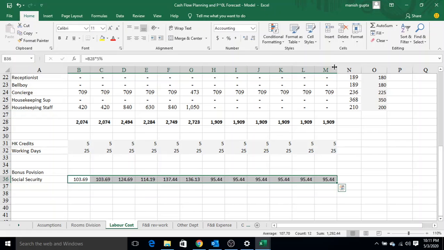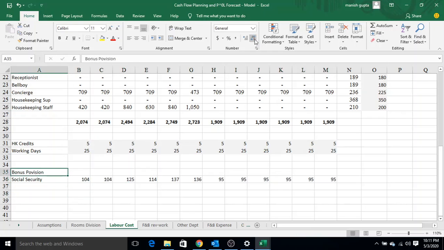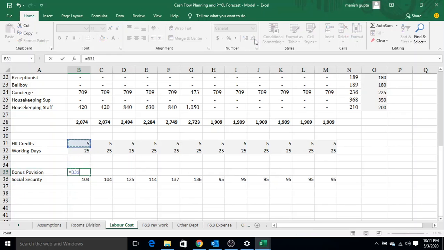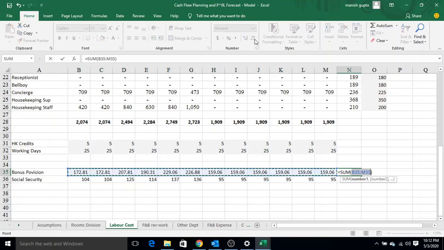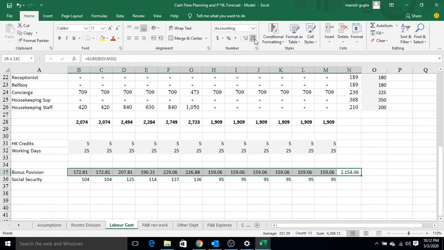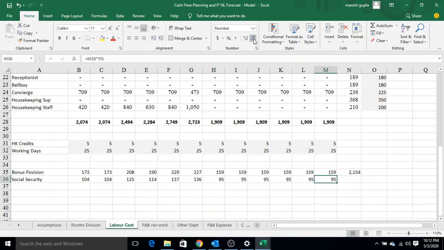So let's say you are giving an annual bonus budget of 1 month or 2 months. Let's say you are giving 1 month salary, but you are not providing the whole budget in the first month. You need to divide that into 12 months. So you can say, okay, every month we are going to do a 12-month provision. So total provision will be 2154, which is nearly equal to 1 month salary. So this is how we do the labor cost, this is how we do the budget bonus provision.